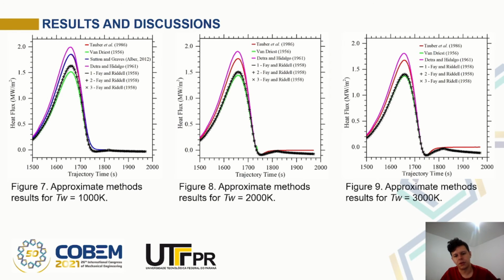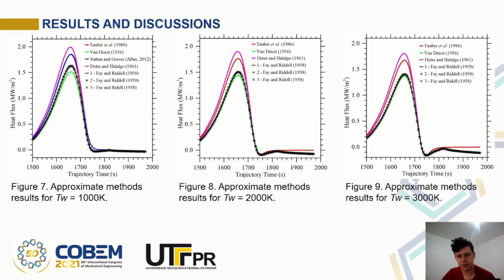Moving now to the heat flux results, we have in figures 7, 8, and 9 the plot of the heat flux in megawatts per square meter with respect to the trajectory time for the three wall temperatures of 1000, 2000, and 3000 kelvins. As we can see, the behavior of all curves was very similar. The numbers 1, 2, and 3 in the Fay-Riddell results stand for the thermodynamic equilibrium models of 72, 74, and 87 respectively.